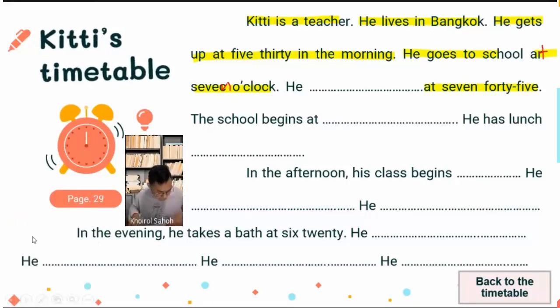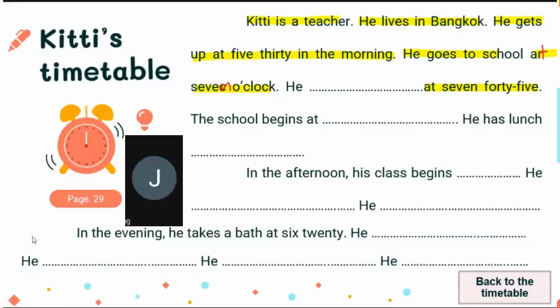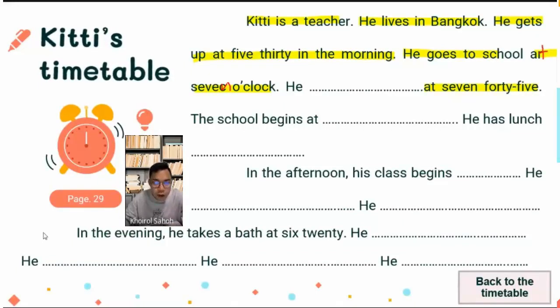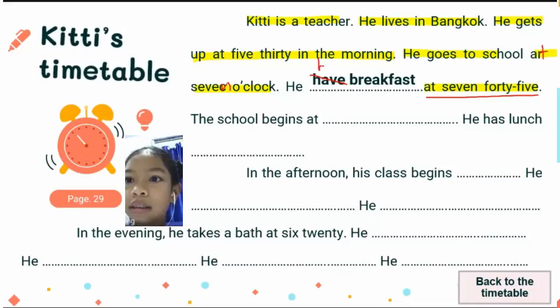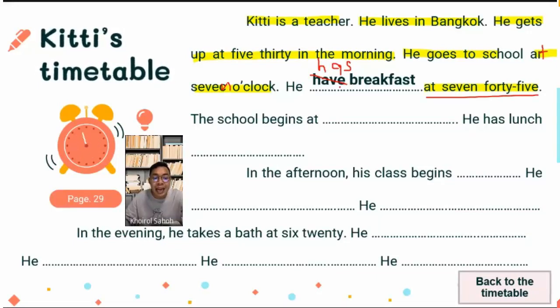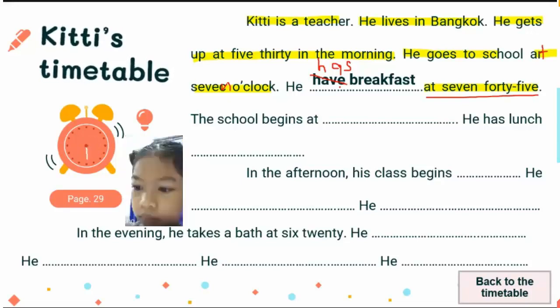What is your number? Can you tell me your number, please? มันต้อง have นี่นะ Huh? What is your number? 5. Number 5. Okay. So, what does he do at 7:45? So he what? He have breakfast. So you have to change from have เปลี่ยนเป็น has เก่งมาก. Has. Okay. He has breakfast at 7:45.